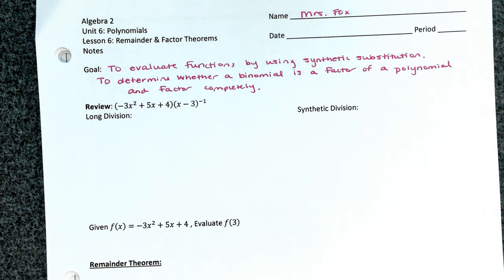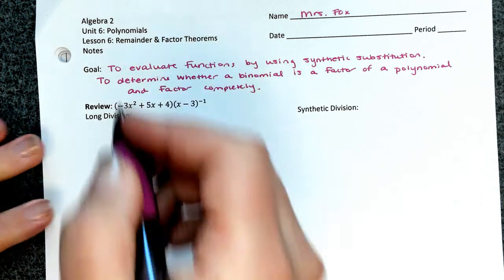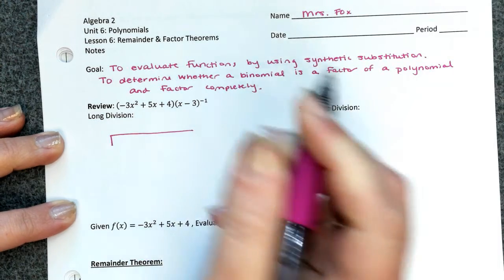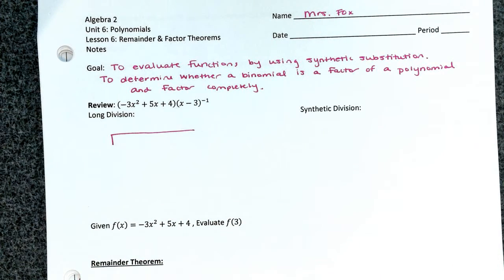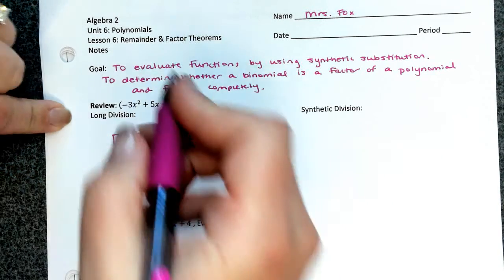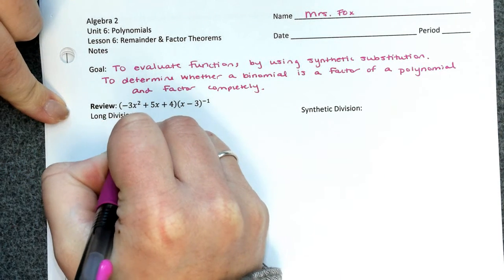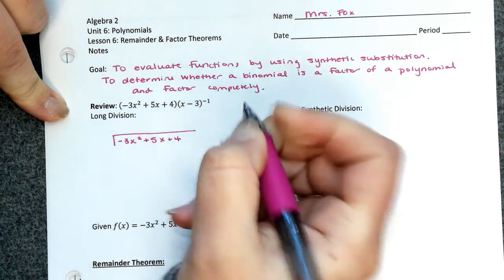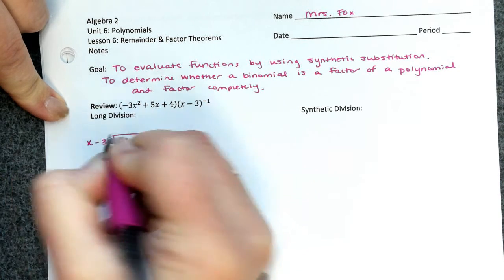So we have two different ways to do this. We have our long division, and then we have synthetic division. So these are review. So go ahead and let's set up our long division. Double check that we have this in order, so the degree goes 2, 1, 0. So that looks good. I don't need any placeholders. I'm dividing by x minus 3, so that goes on the outside.